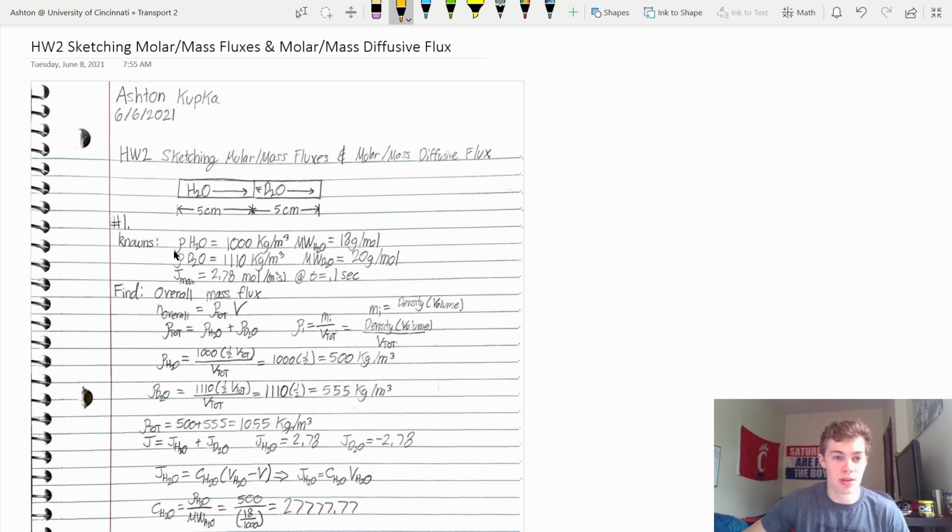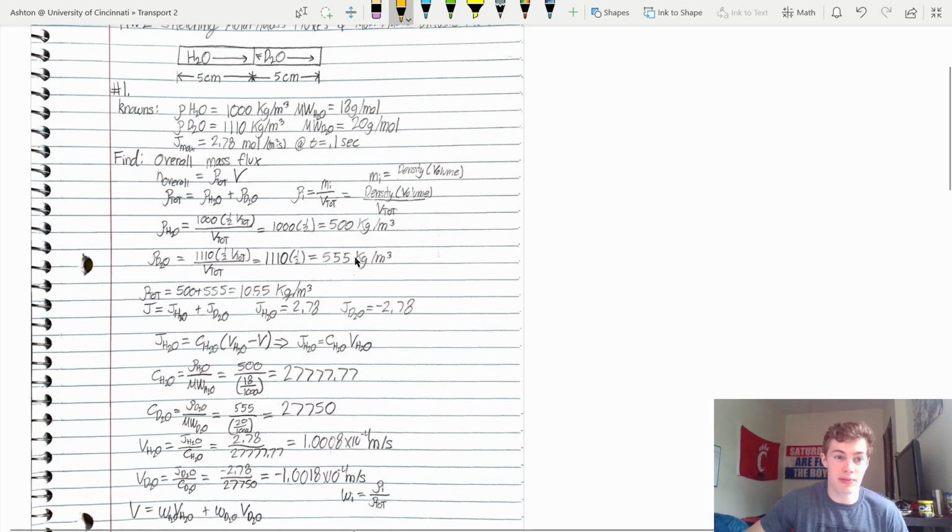And let's write down our knowns. So our density of water is going to be 1,000 kilograms per meter cubed with a molecular weight of 18 grams per mole. We know through the question itself, it gives us that the density of D2O is 1,110 kilograms per meter cubed with a molecular weight of 20 grams per mole, respectively. And we know that the max molar diffusive flux at T equals 0.1 is 2.78 moles per meter cubed per second. So let's get into the nitty-gritty of it.